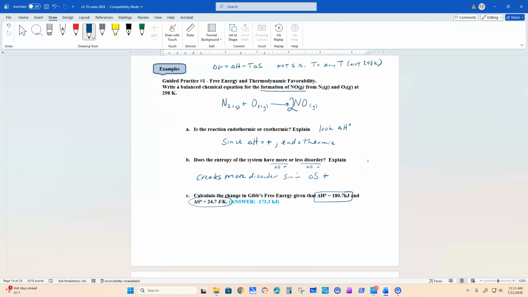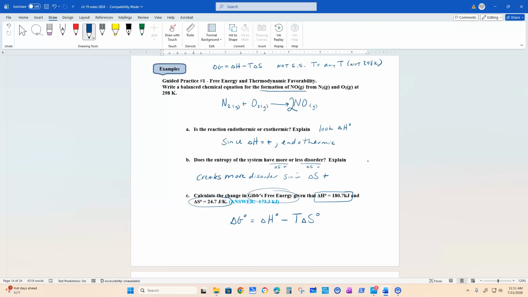So now that we have a balanced equation, we have Gibbs free energy to use with delta H and delta S. Let's calculate delta G. So we're going to use our equation. Now I can't go products minus reactants because I don't have any values. So since I have H and S, I'm going to use this equation: delta G equals delta H minus T delta S.